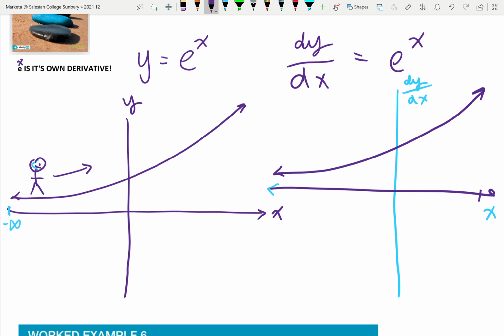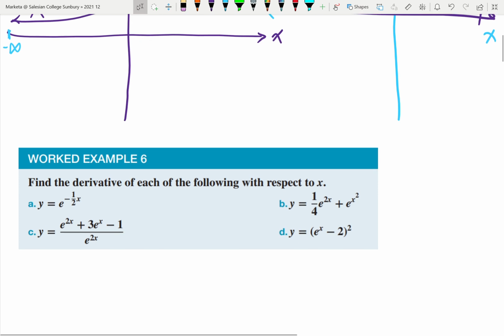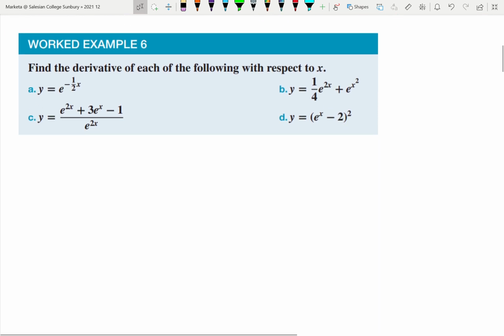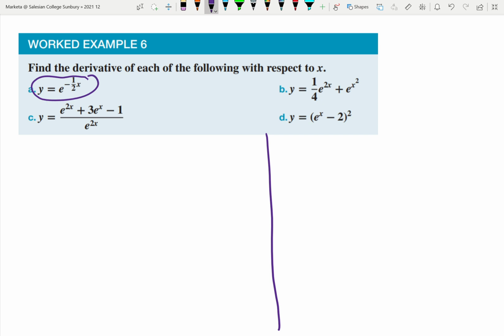So let's now go to the examples, keeping in mind that e to the x is its own derivative. For the first one, I'm going to do it with the chain rule, and I know that you wouldn't have covered the chain rule in Year 12 JACPlus yet, but it is covered in Year 11, and hopefully you remember it a little bit. I will show you with the chain rule just so you understand how it works. Then we will just use the rules in order to do the remaining three.